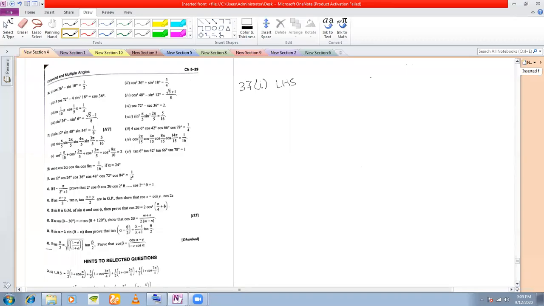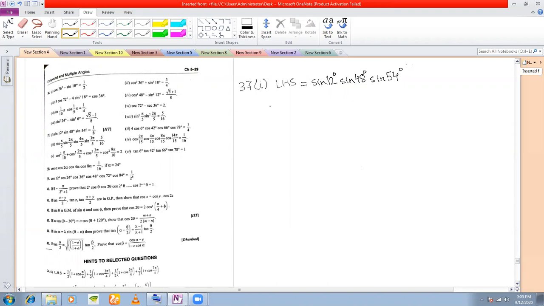So the left hand side here is sine 12, sine 48, sine 54. Okay, you need to prove that this product is equal to 1 by 8.